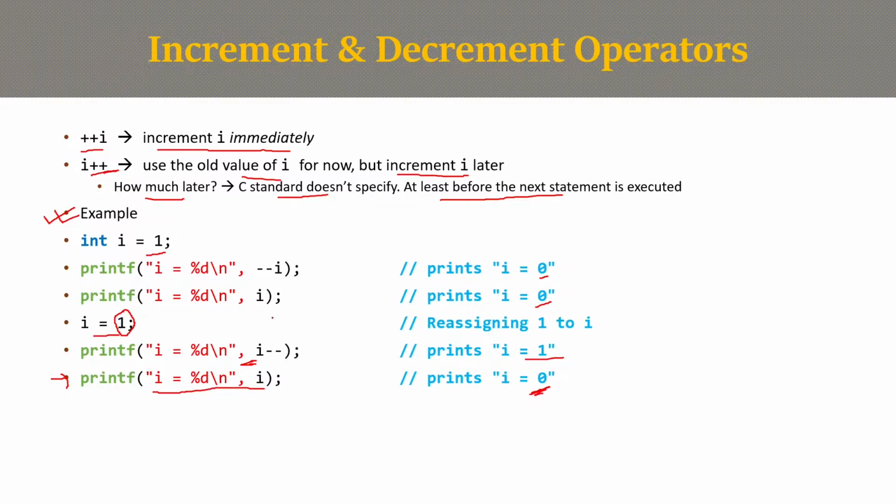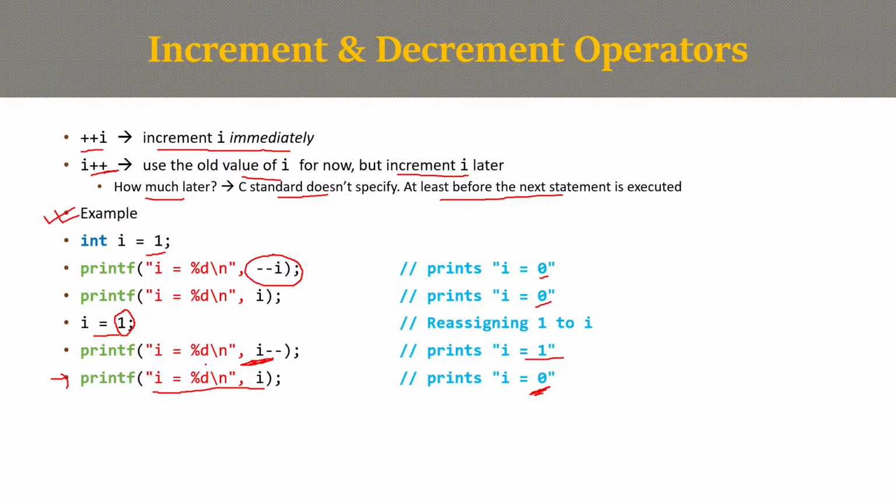Okay, so for prefix, the value of I is incremented or decremented immediately when this statement is executed. But for postfix, the value of I for any decrement or increment operator is not incremented or decremented immediately, at least for that statement. But before going to the next statement, or before executing the next statement, the value of I will be incremented or decremented.